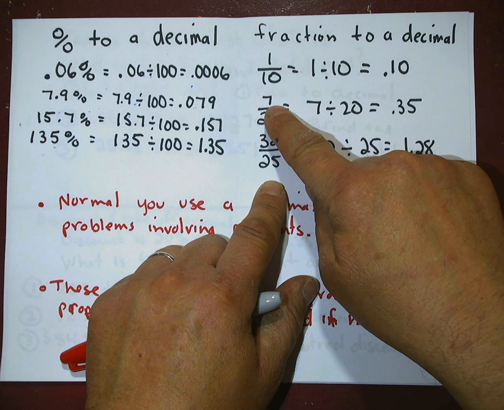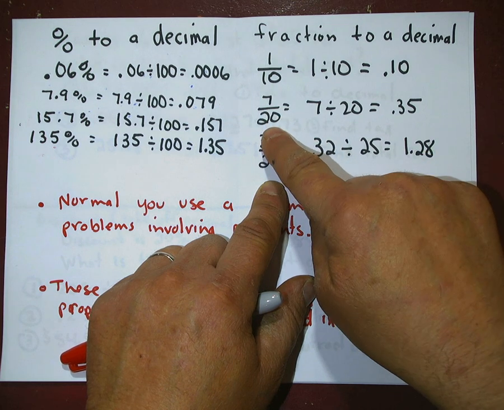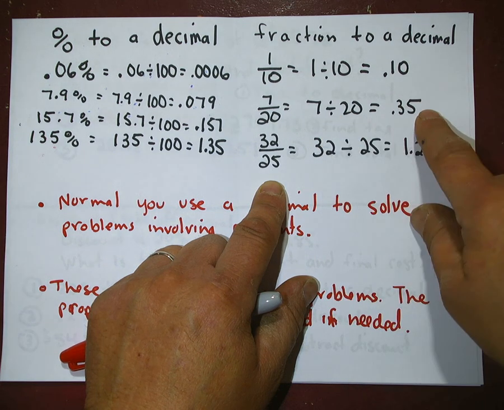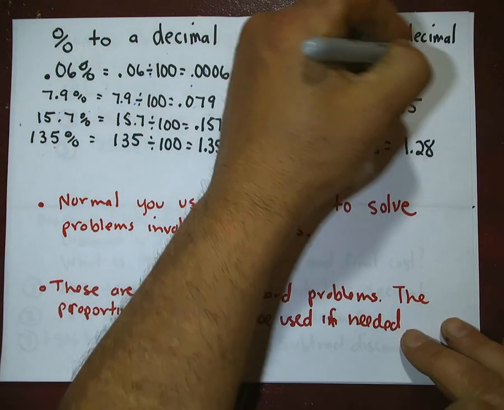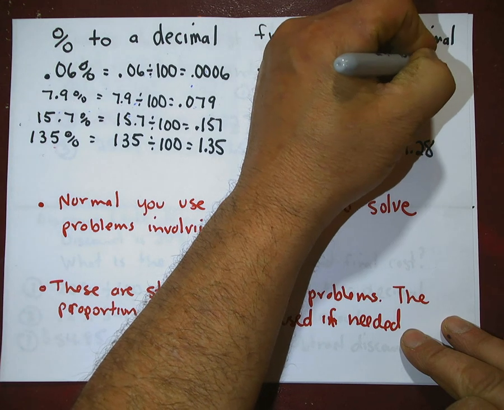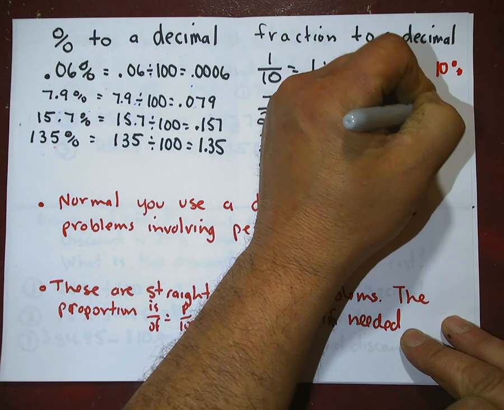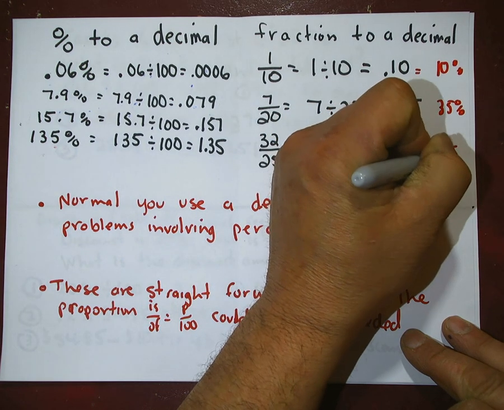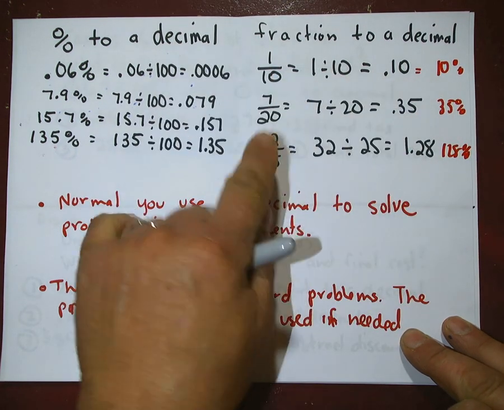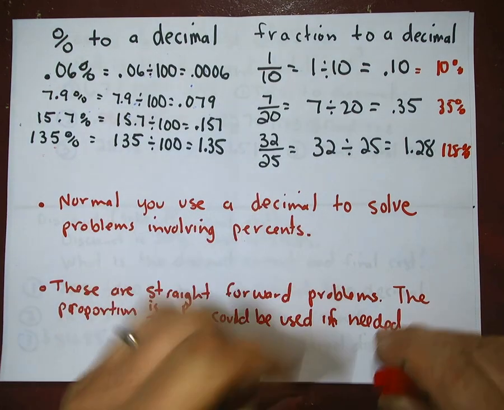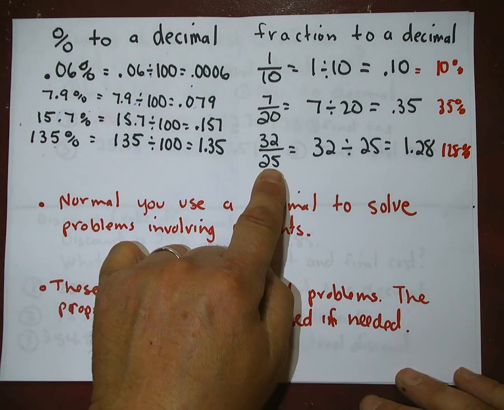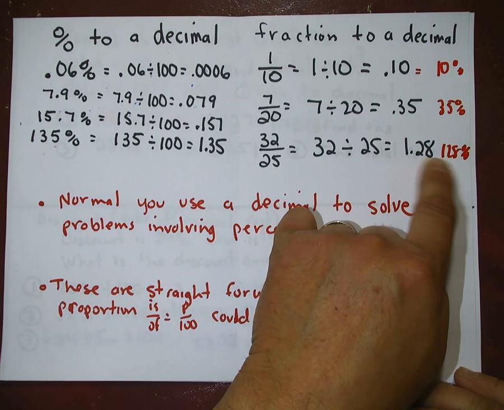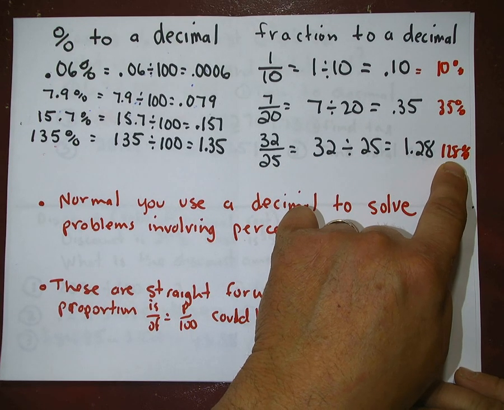If I have 7 out of 20, I divide out 7 divided by 20, I get 0.35. In reality, this is equal to 10%. This is equal to 35%. This is equal to 128%. Okay, that's what those fractions are representing. 32 out of 25. Oh, that's more on top than on the bottom. When I divide it out, it would be like getting 128%.